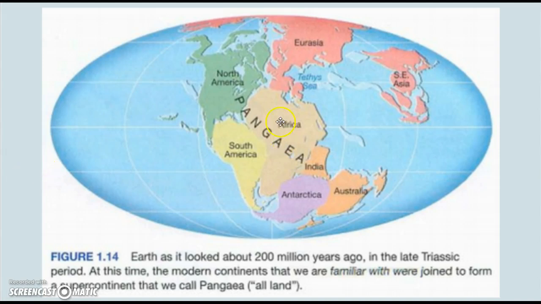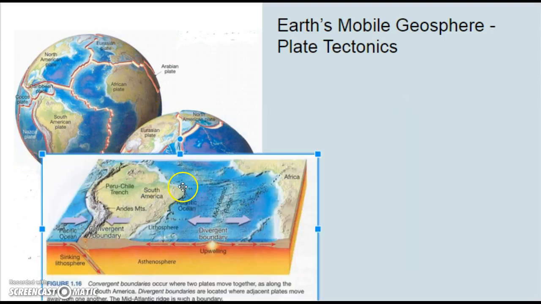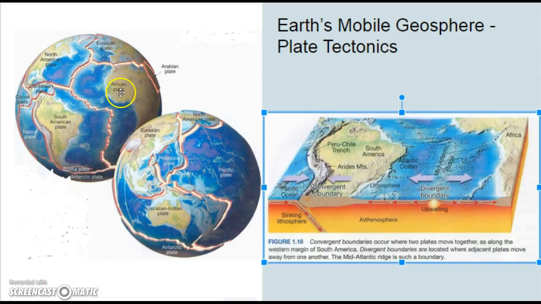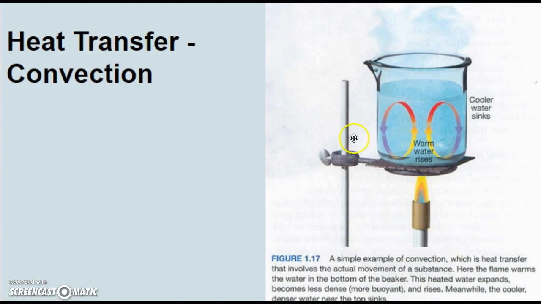Here we have Pangaea, the most recent supercontinent. This is what it would have looked like about 200 million years ago. And here we're looking at plate tectonics. Plate tectonics is a really basic idea. Oops, I didn't mean to do that. And we'll be studying this pretty much in depth. We'll be studying convection, just a form of heat transfer.